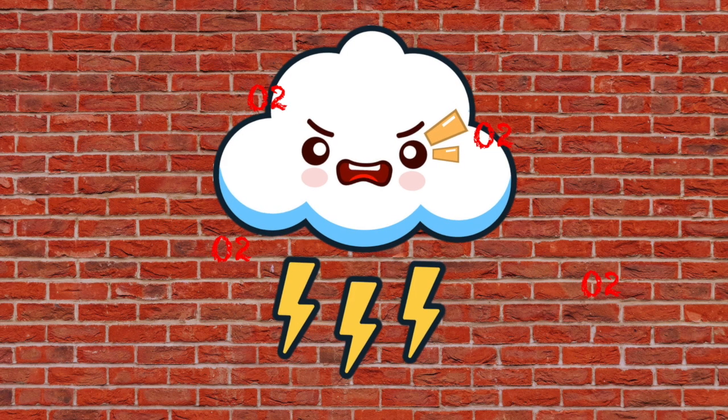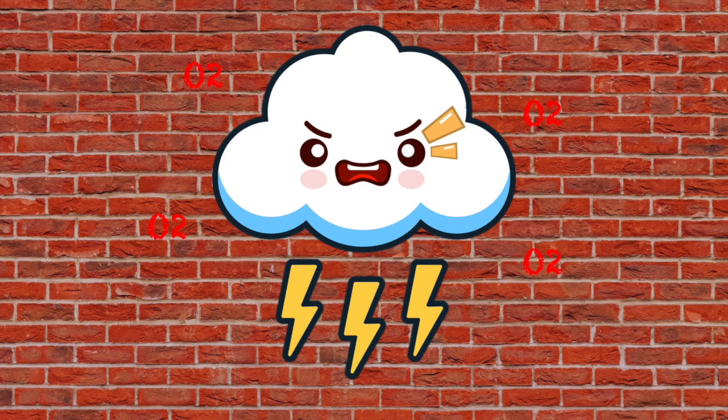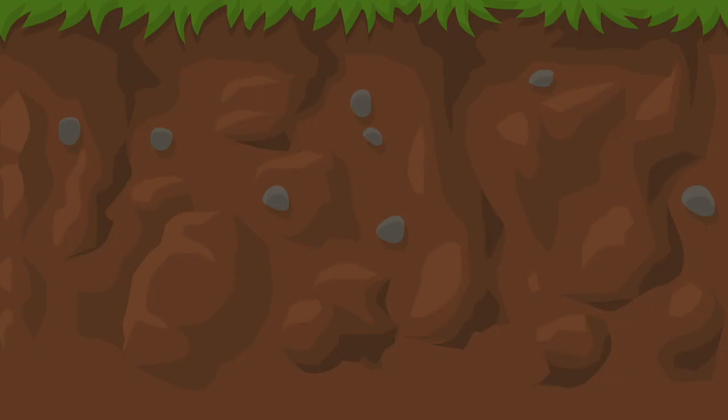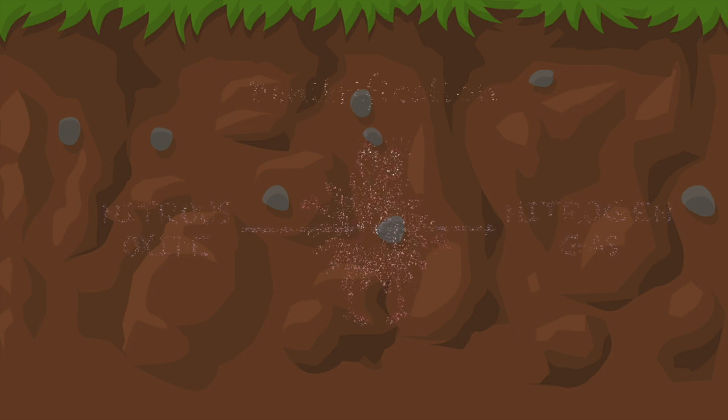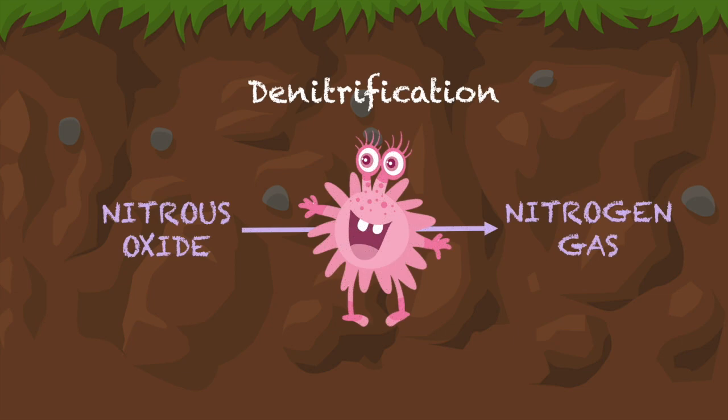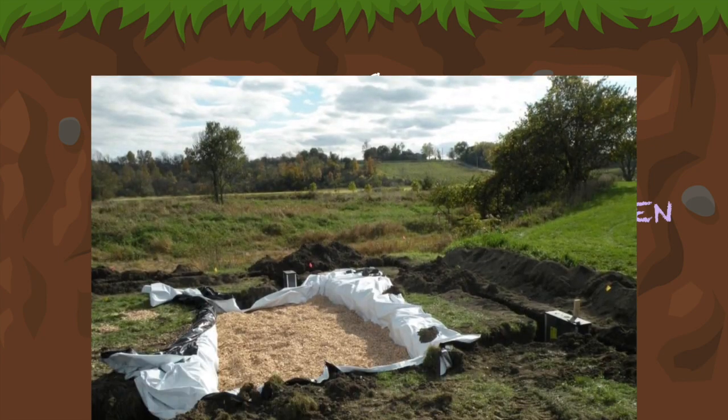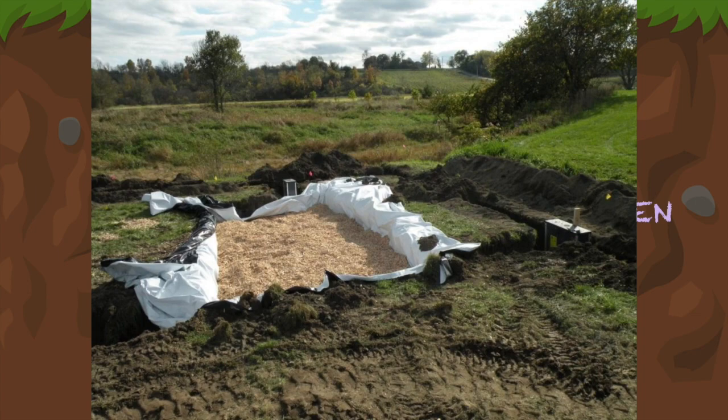The main way nitrous oxide is removed from the atmosphere is through reactions of light and excited oxygen particles. On a smaller scale, nitrous oxide can also be removed through denitrification of soil bacteria that convert nitrous oxide into nitrogen gas. Recently, humans have created denitrifying bioreactors which can imitate the natural process of denitrification.